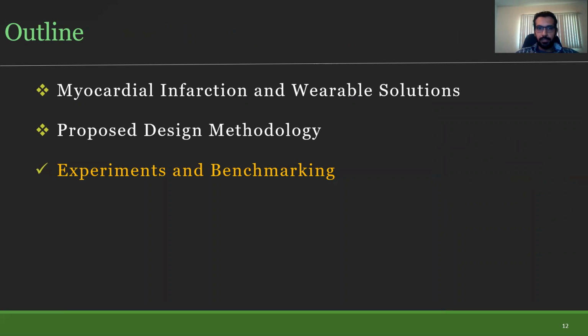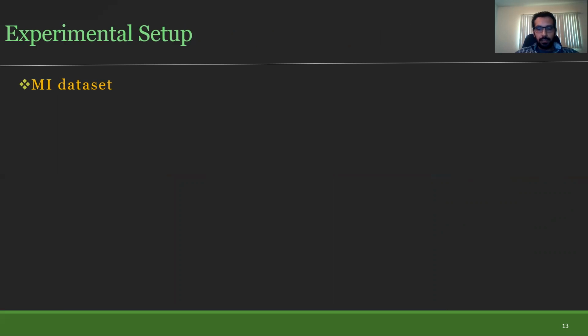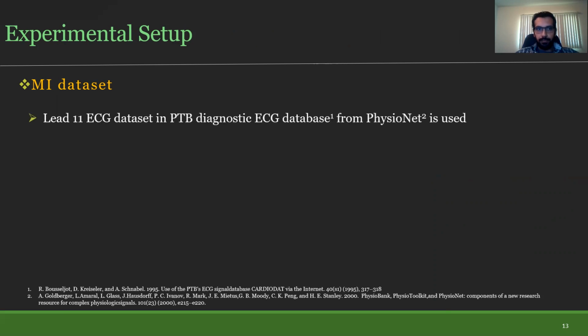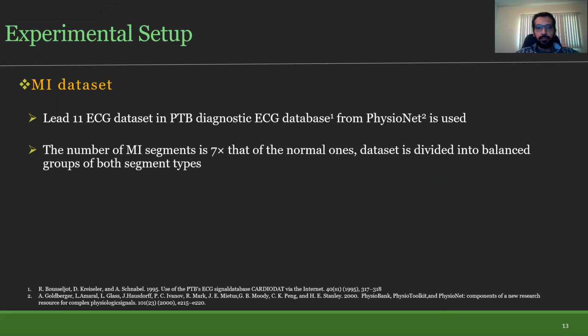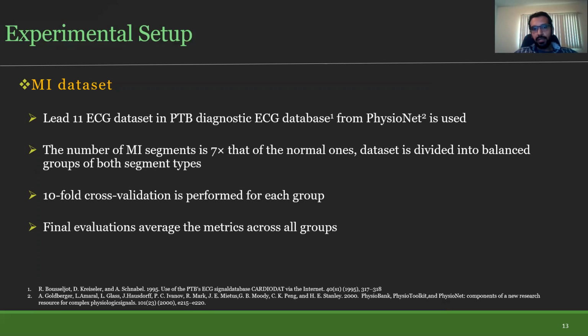Finally, for our experiments and benchmarking, we first used an MI dataset for the lead 11 ECG dataset in the PTB Diagnostic ECG database, which is from the well-known PhysioNet. We found that in that dataset, the number of MI segments was 7 times that of the normal segments. So in order to balance the dataset, we divided the MI segments into 7 groups, and each group we associated with it the normal ECG segments. And then we performed 10-fold cross-validation for each group. And then the final evaluations are the average metrics across the entire groups.